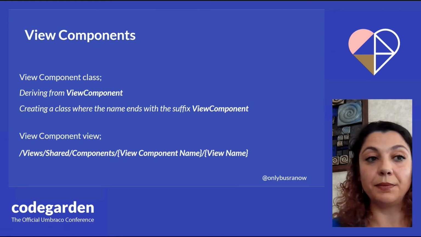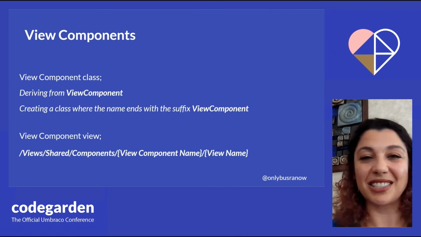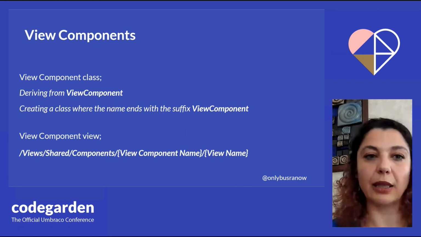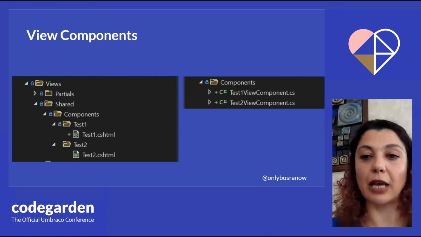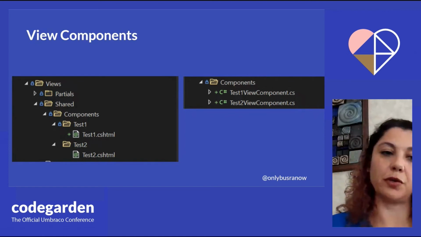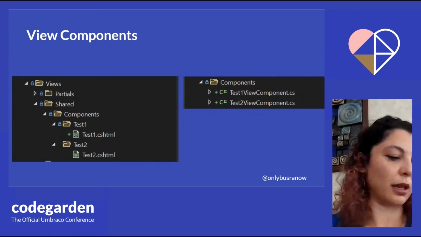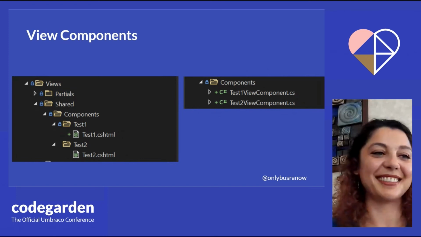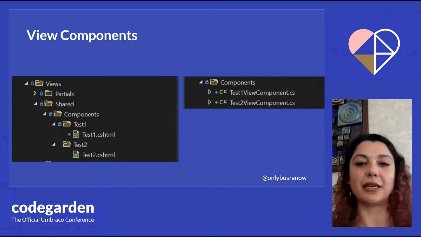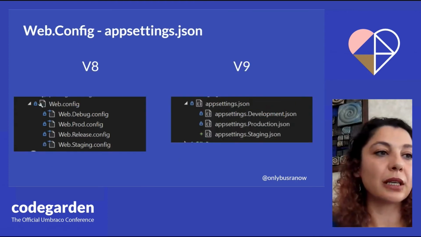It looks scary, but it's really powerful, and it's not actually really hard to make. So let's move on. Oh, this is how it looks: your components, classes, and then your views on the left-hand side. Let's move on, web config and appsettings JSON.